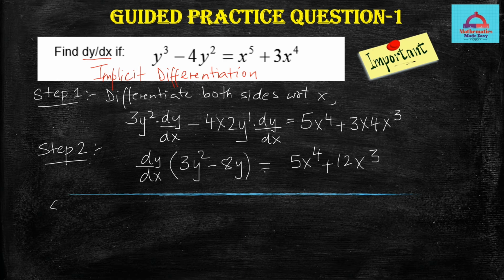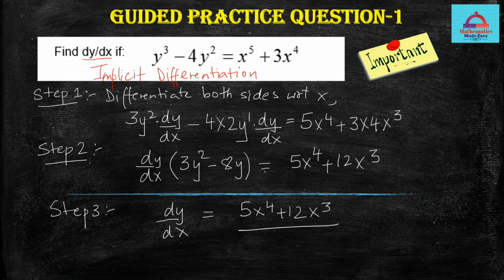The last and final step here would be step 3, where we need to isolate dy by dx. So we are going to now divide both sides of the equation by this common factor 3y square minus 8y. So that would give us the final answer for dy by dx, that is 5x to the power 4 plus 12x to the power 3 divided by 3y square minus 8y. So that is your answer.